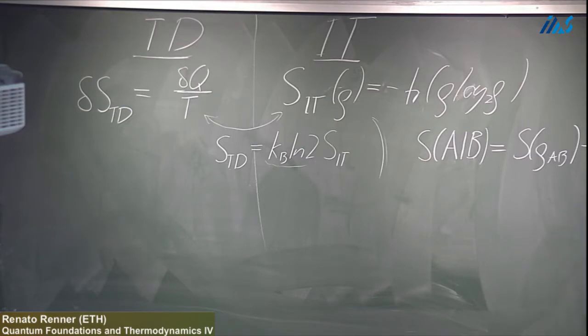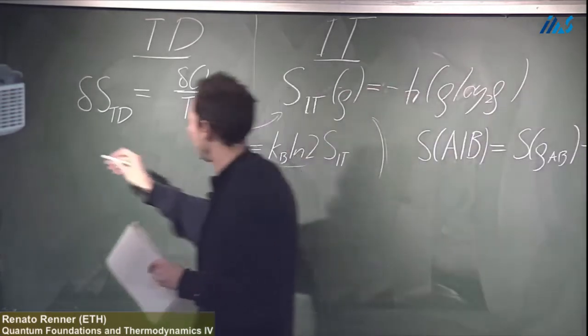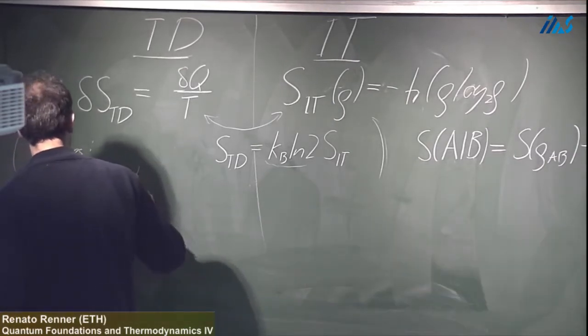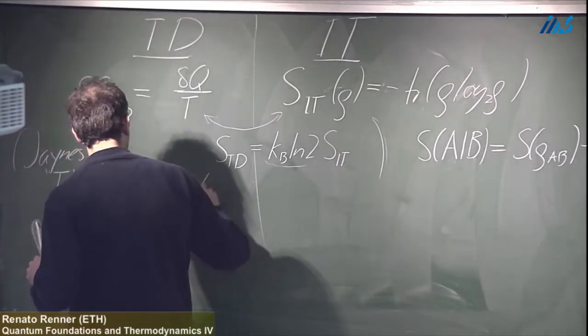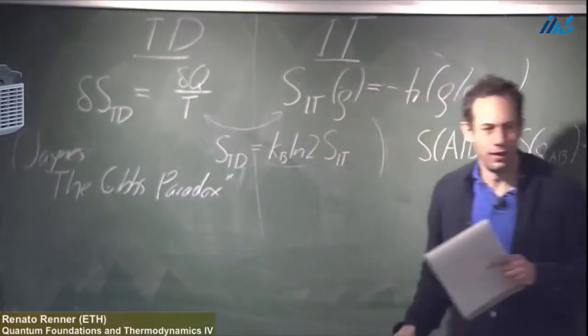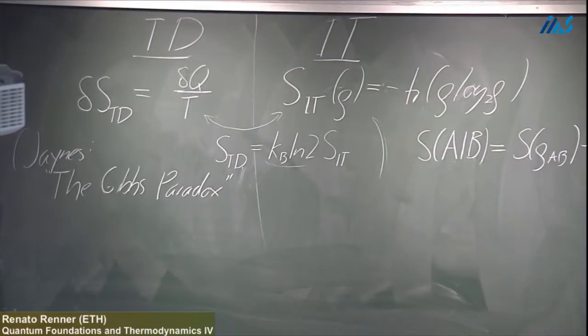For those who are interested in knowing what Pauli exactly said, there is a very nice paper by Jaynes, which I'll give as a reference. It's called the Gibbs paradox. There he describes, in very nice and pedagogical terms, what Pauli said about the Gibbs paradox and how he resolved it. You can always ask what the resolution of a paradox means. It's just to better understand why it's actually not a paradox.